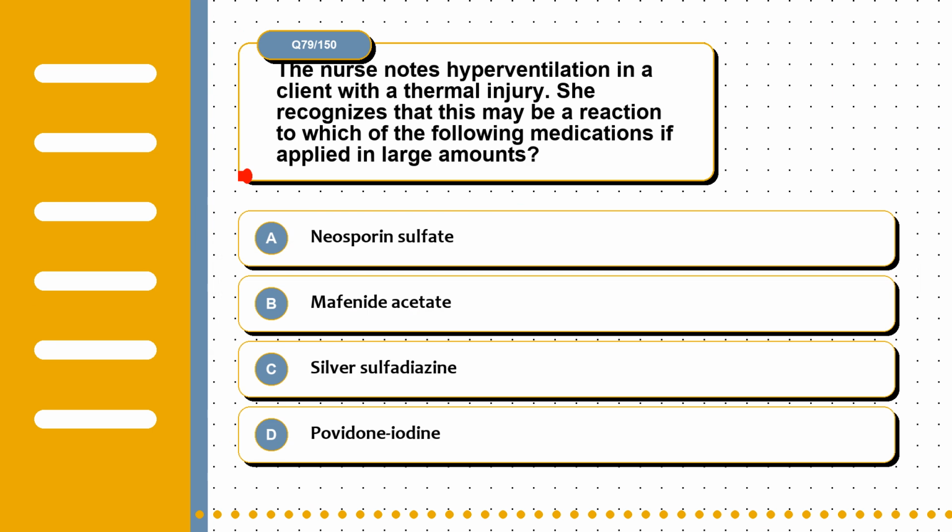Question 79. The nurse notes hyperventilation in a client with a thermal injury. She recognizes that this may be a reaction to which of the following medications if applied in large amounts? Here are the options. Option A. Neosporin sulfate. Option B. Mafenide acetate. Option C. Silver sulfadiazine. Option D. Povidone iodine.